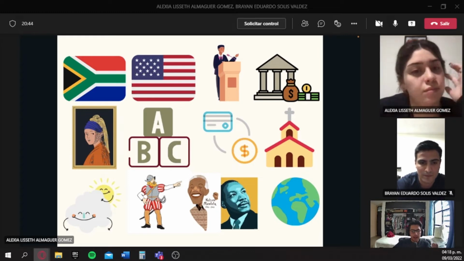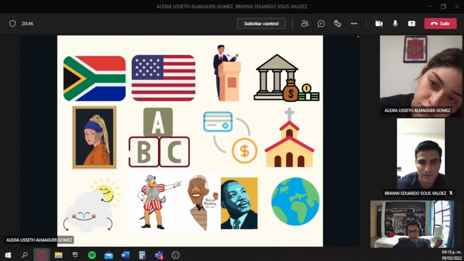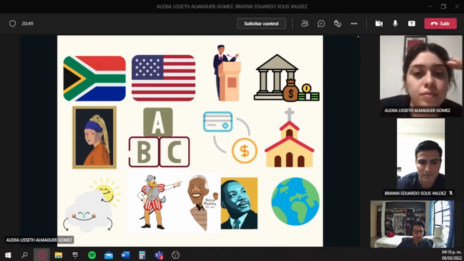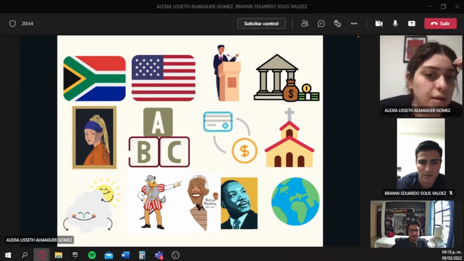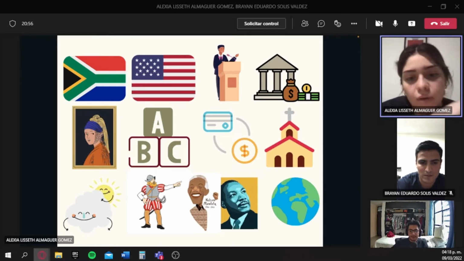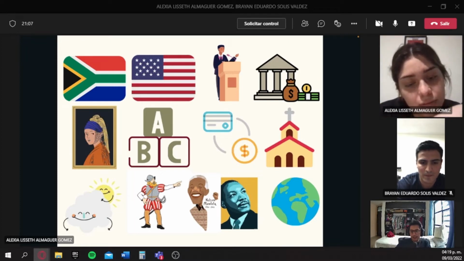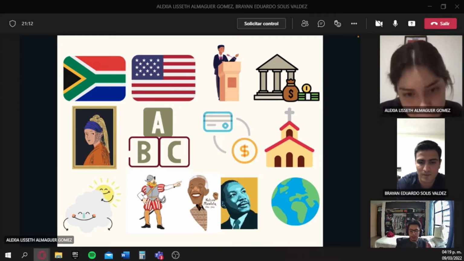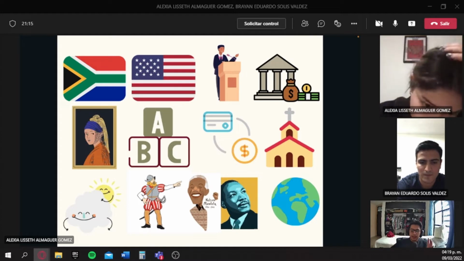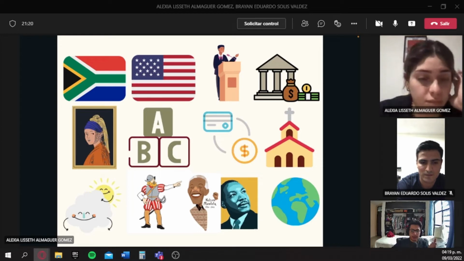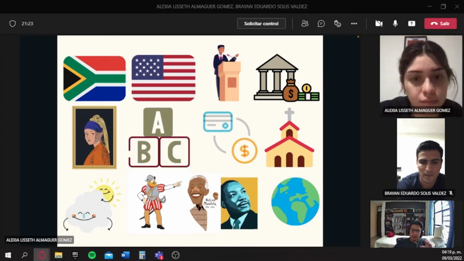Okay, let's move on to the second image, and that is obviously money, which means economics. So Alexia, tell us a little bit about the economy of the United States. The currency in the USA is the dollar. The United States is the world's leading economy by volume of gross domestic product. Yeah, and that's interesting. Obviously, we know that the United States has had so much political and economic development, and the economy is so important for this country. So let's move on to South Africa.